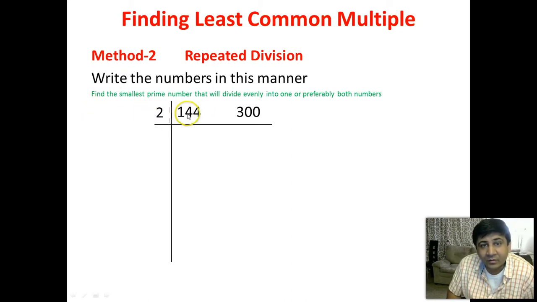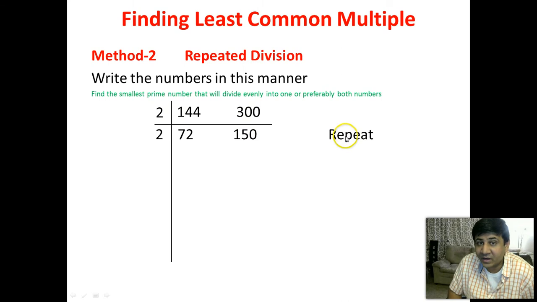So I will divide 144 by 2 and 300 by 2. Whatever the answer is, I'll write it there. The answer is 72. If you divide 300 by 2, it will be 150, and then we repeat it again.